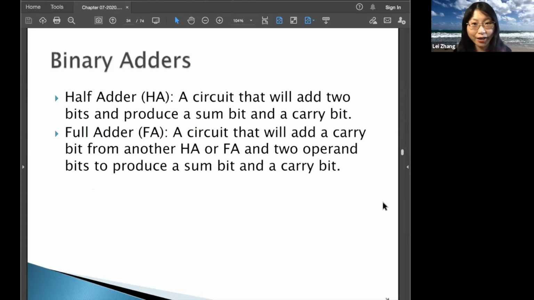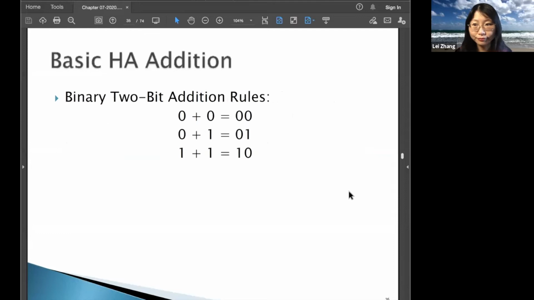Binary adders, I already talked about it, the half adder. At the start of the chapter, we learned the half adder. It is a circuit that will add 2 single bits together to produce a sum bit and a carry bit. For a full adder, we have another additional input that is carry in. So we can generate a full adder using 2 half adders. So this is what we have seen before.